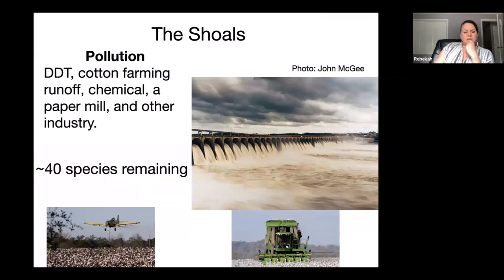Muscle Shoals is also, I found out recently, I always knew it was polluted, but it is the most polluted section of any river in Alabama. So it's the most polluted section on the most polluted river in the state of Alabama, which is really something to brag about. So historically it was sprayed with DDT. Before the 1940s, there was vivax malaria, the less harmful version of malaria that was endemic to the region.